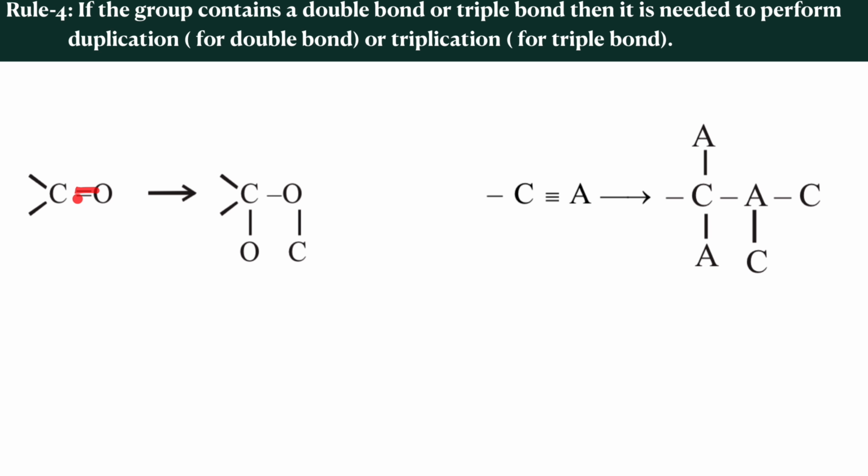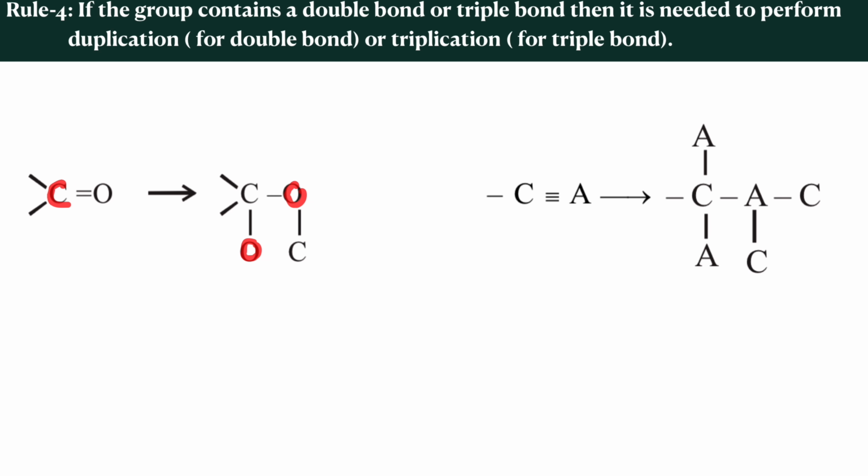Here the double bond is between carbon and oxygen. So this is one bond, this is another bond you are writing. This is the original oxygen atom, and here this double bond is with oxygen, so we are converting the double bond into two single bonds, and this is the phantom atom. This is not the original atom, this is the original atom, this is the phantom atom.